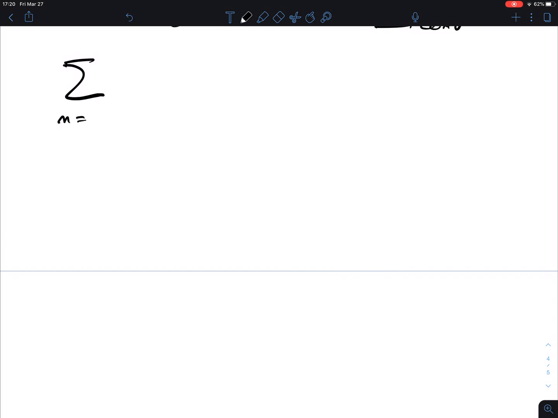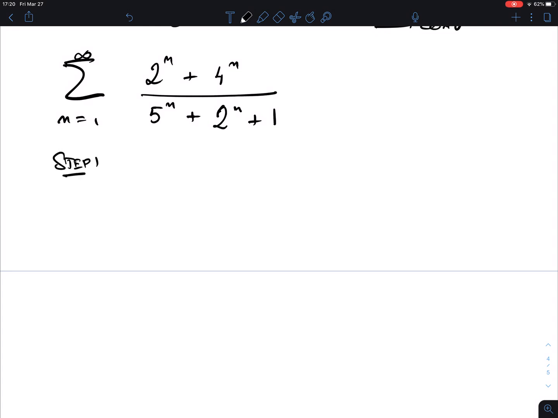Again, we go from 1 to infinity, doesn't matter, so I'm just going to write 1. The sum of 2 to the power n plus 4 to the power n, divided by 5 to the power n plus 2 to the power n plus 1. Okay, so step 1, what is b_n?